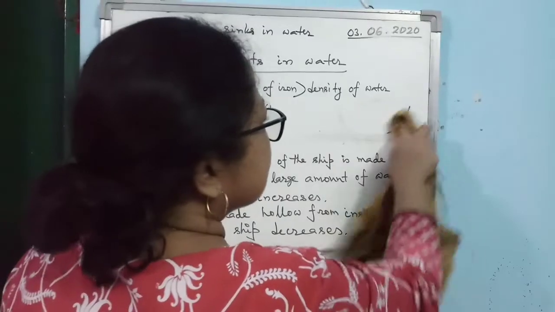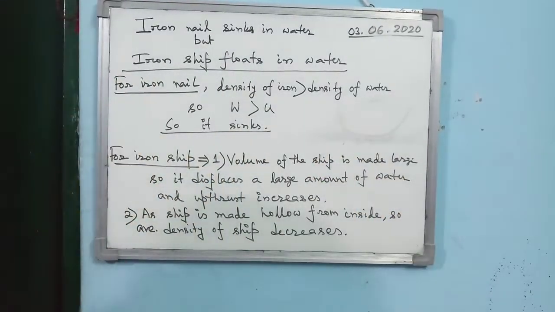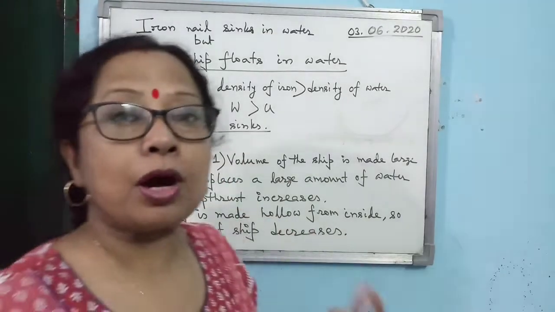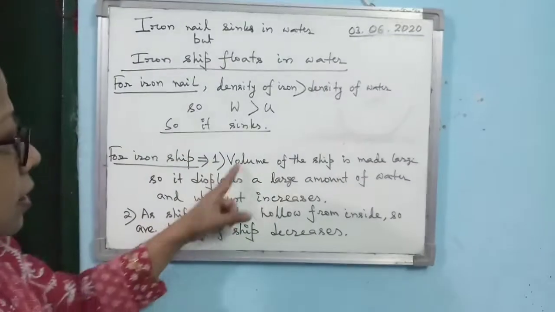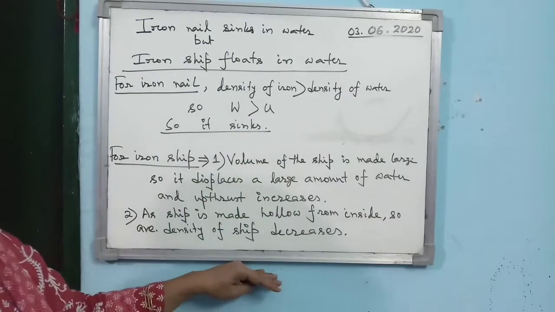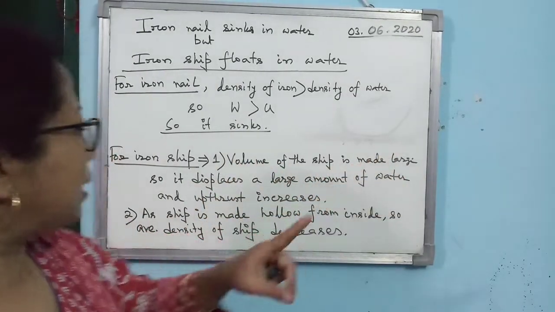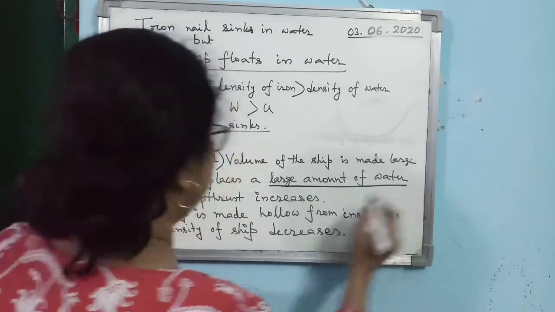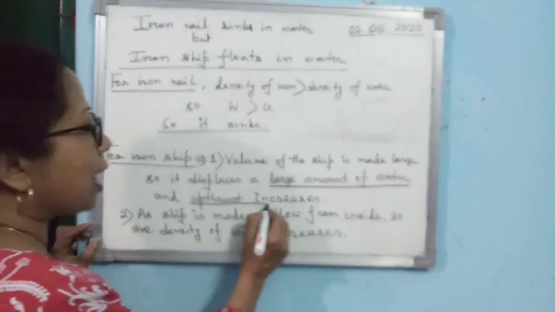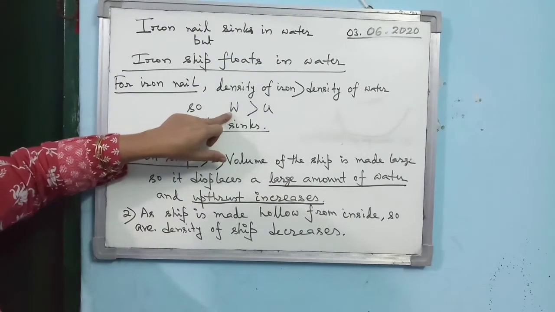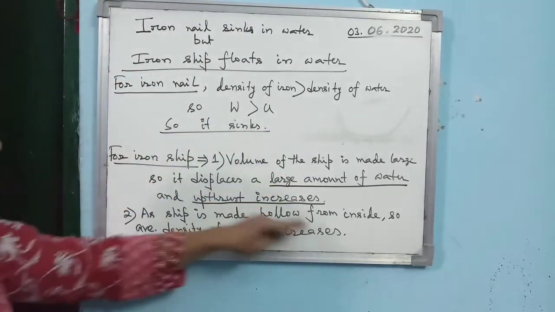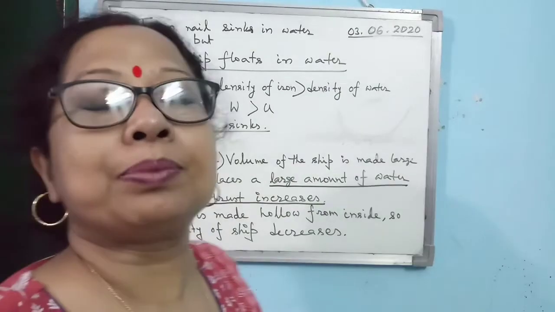Upthrust increases. So if the question comes, why does an iron ship, though made of iron, float, this is the way you will write the answer point-wise: the volume of the ship is made large, so it displaces a large amount of water, and that's why upthrust increases. Here the problem was that weight was more than upthrust, and that's why it was sinking. Now we are increasing the upthrust.